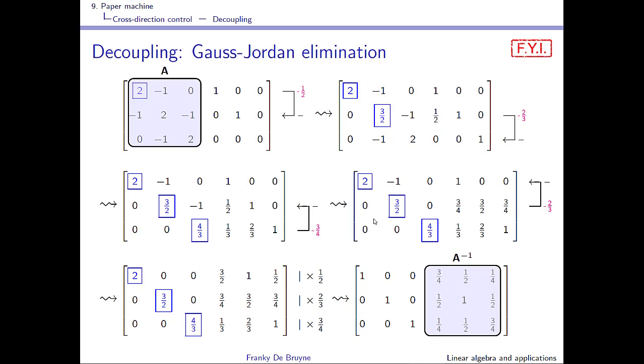So here is a small summary of the Gauss-Jordan elimination. So you take your matrix, you put an identity matrix next to it, and then you start creating zeros below and above the pivots, and in the end, you obtain a system where on the left you have an identity matrix and on the right you have the inverse of the matrix. This is a small reminder of this Gauss-Jordan elimination.